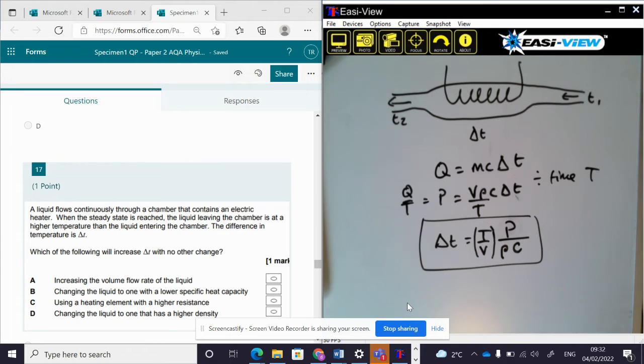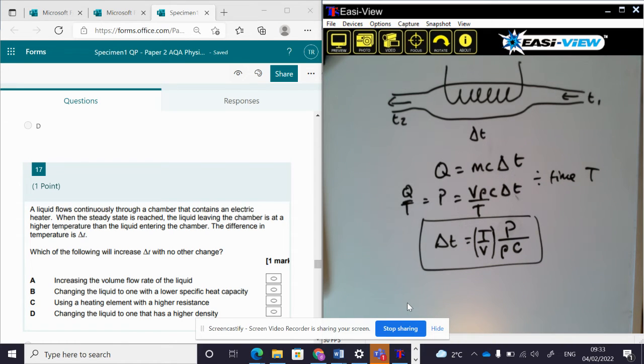Now, this has taken me probably longer than I want to spend on the question, but I think it's useful to get a good understanding. So increasing the volume flow rate: if you run the water through faster, it's not going to spend as long getting hot, so it's going to be cooler. So that's not going to work.